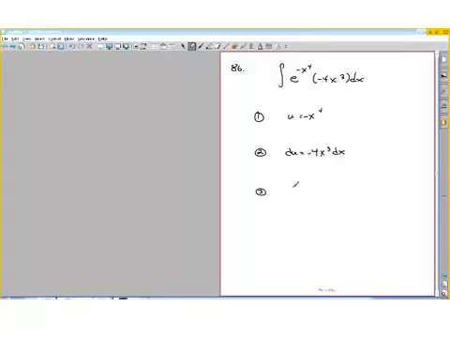The third step is to substitute back into the original equation. So we get e to the u times du. Now we know the integral of e to the u du is just e to the u. So the integral is e to the u plus our arbitrary constant. And then step 5 is to plug u back in. So the answer is e to the negative x to the fourth power plus c. So that's the indefinite integral, which has an arbitrary constant c as part of the answer.